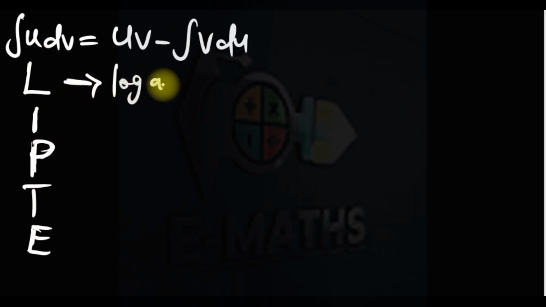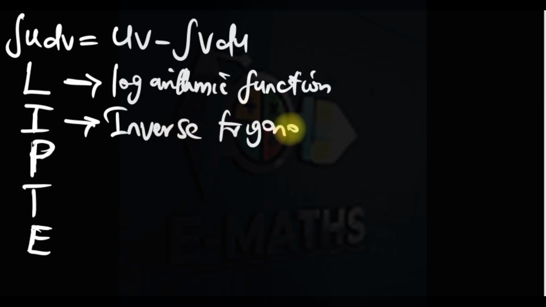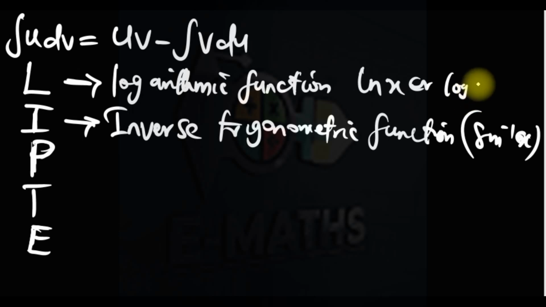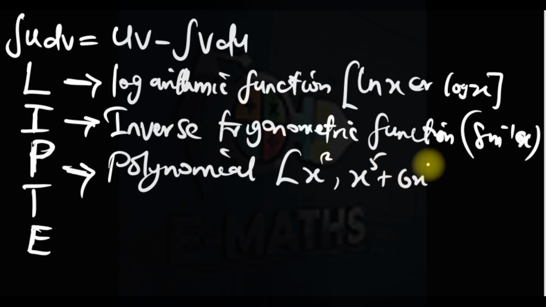The L here means logarithm. So if you are given a logarithm function, that's the one you call u. If you don't see a logarithm function, the I means you look out for inverse trigonometry, like arcsine of x. Maybe ln x or log x, anyone. If you don't see the inverse trig, you look out for polynomial, maybe x raised to power 2, or x raised to power 5 plus 6x. Something like that.